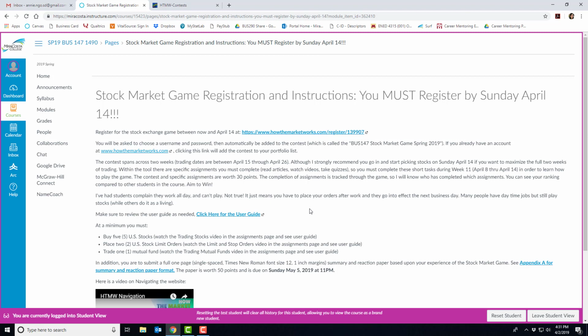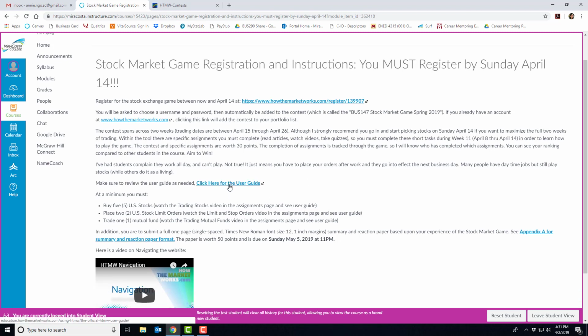Now note, even though our game officially starts on April 14th, I do recommend placing some of your stock orders in advance on that Sunday. That way, as soon as the markets open on Monday morning, your trades will get placed and you're ready to go. I also recommend reading the user guide, or just downloading it and saving it, so as you're playing, you know how to navigate.